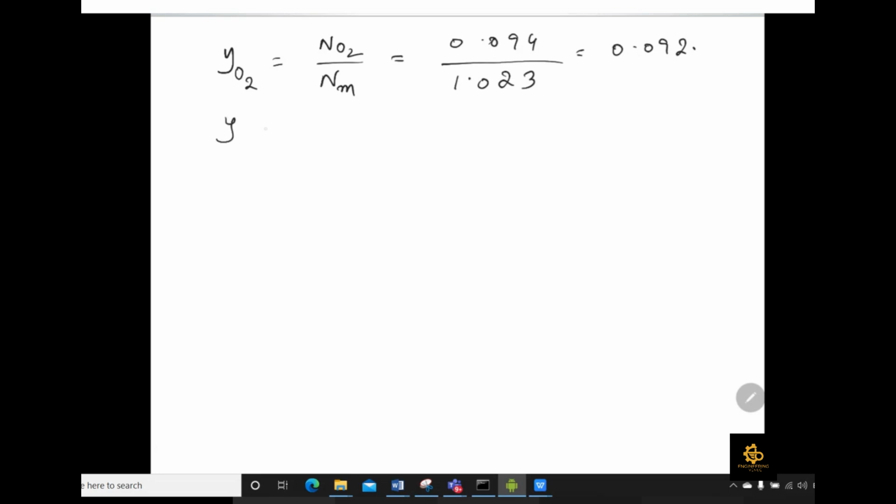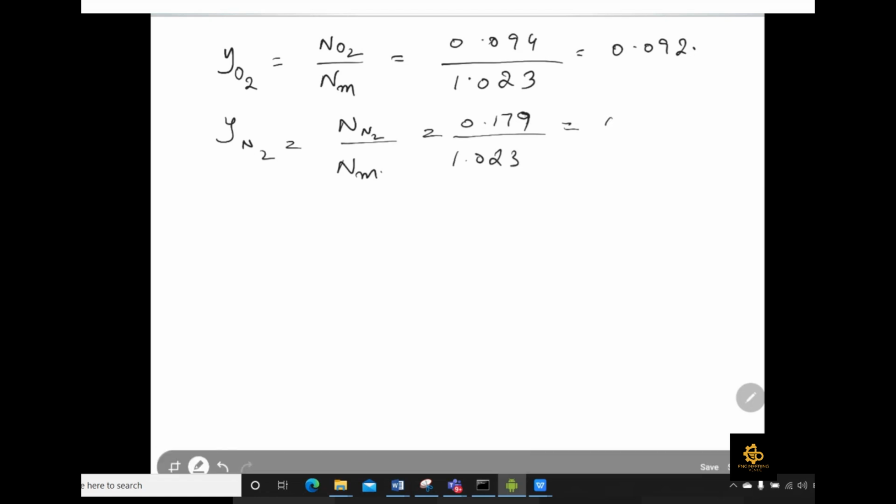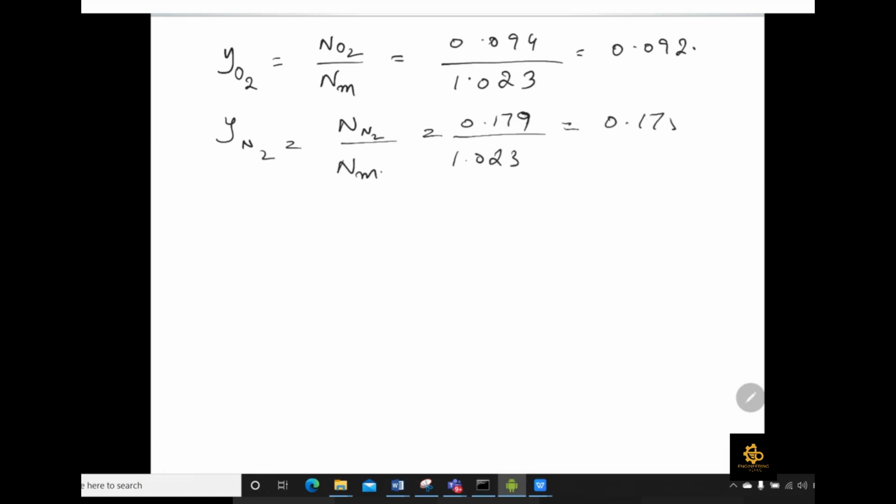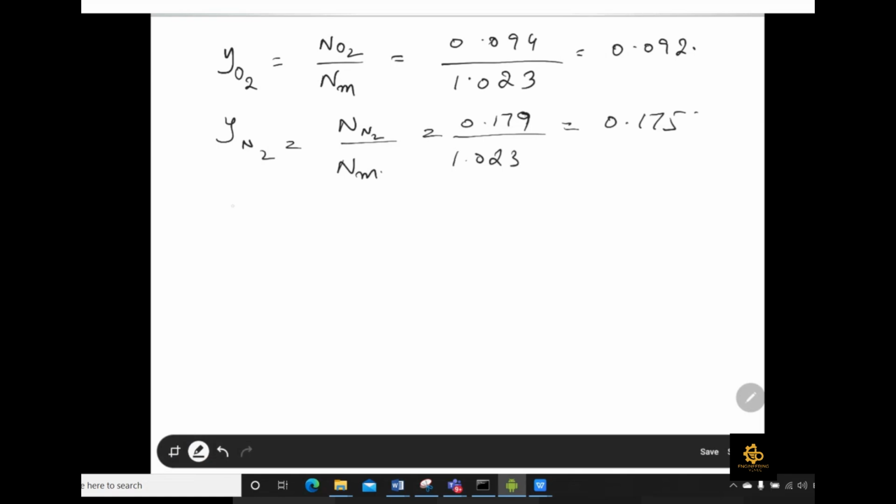Now the second component is N2. Similar thing: you just need the mole number of N2 and the mole number of the mixture. The mole number of N2 is 0.179 from the previous slide, and the mole number of the mixture is 1.023. You just have to take the ratio of these two, and it will be equal to 0.175, the mole fraction for N2.